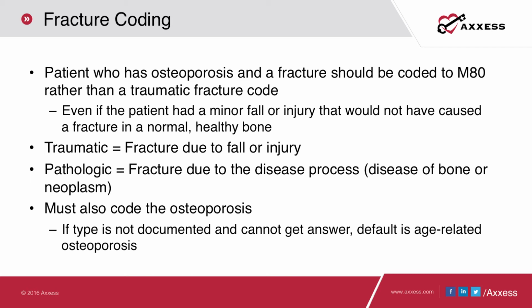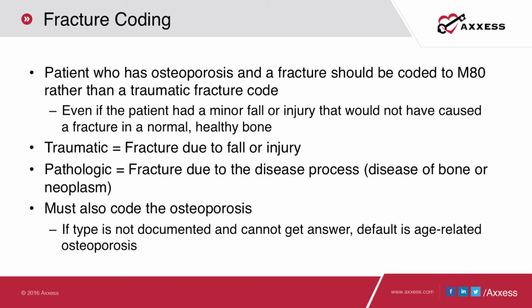Now, what that means is even if the patient had a minor fall or injury that would not have caused a fracture in a normal, healthy bone, we are told the default is to go to M80, osteoporosis fractures, even if that patient had a little fall.